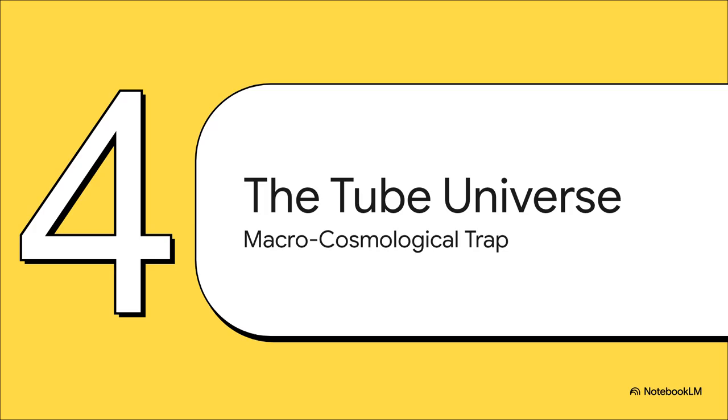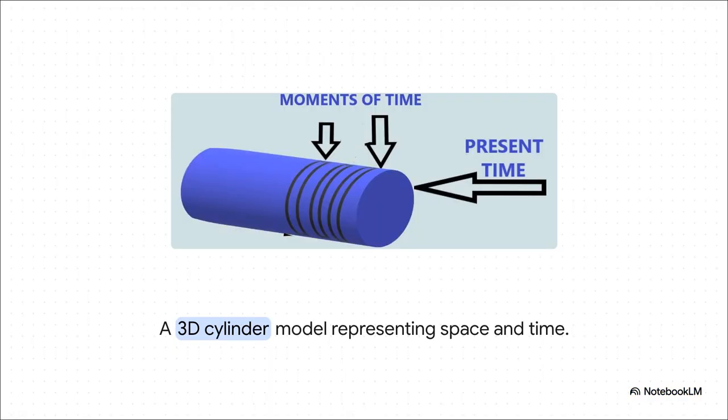Let's move to section 4 and see how this builds into the macrocosmological trap, the tube universe. Okay, we are now zooming way out from the logic of the individual mind to the macro geometry of the trap itself. How did we end up playing these impossible games in the first place? Well, Dennis Stevens mapped this out using a highly technical geometric model called the tube universe.